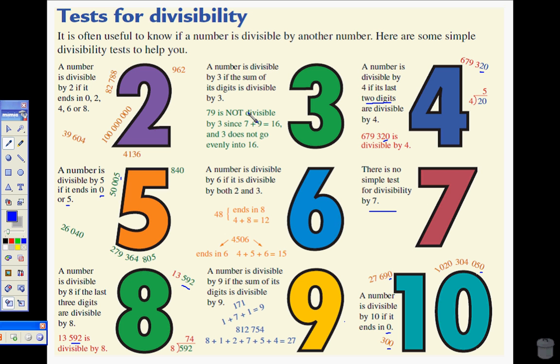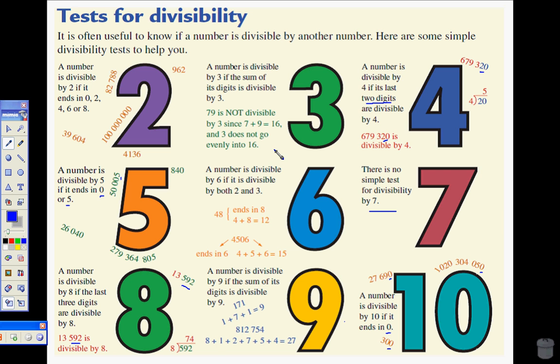Now we want to look at 3. If a number is divisible by 3, we've got a little trick here. What we need to do is add the digits up. If the sum of the digits is itself divisible by 3, then 3 goes into the number. They give you an example here of 7 plus 9, which is equal to 16. 3 does not go evenly into 16, and so 79 is not divisible by 3.